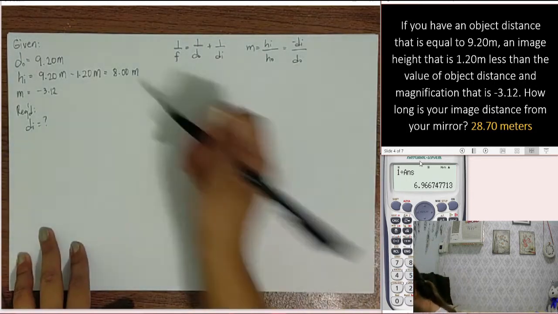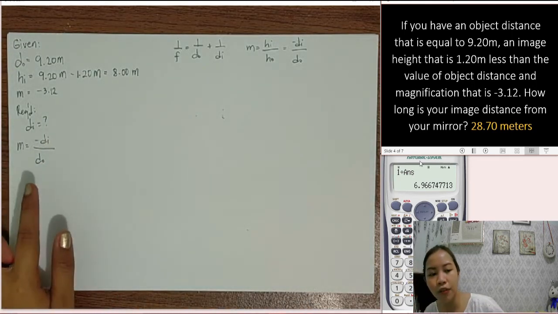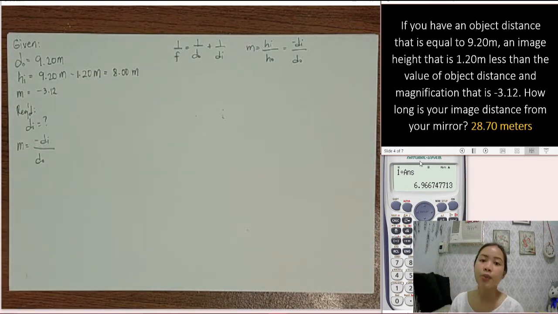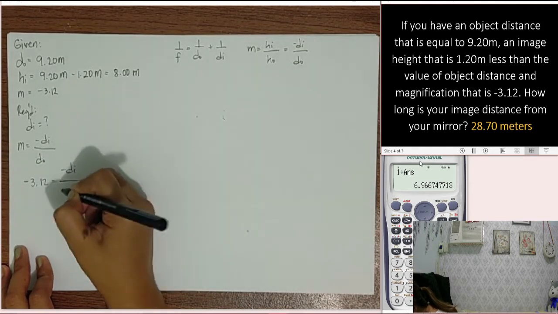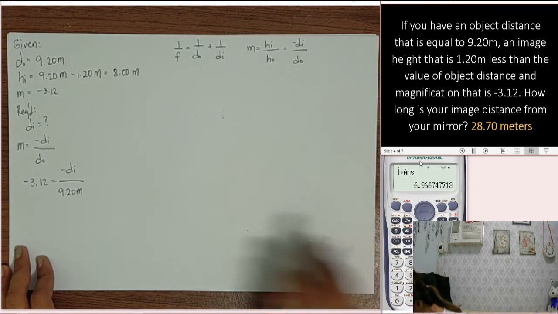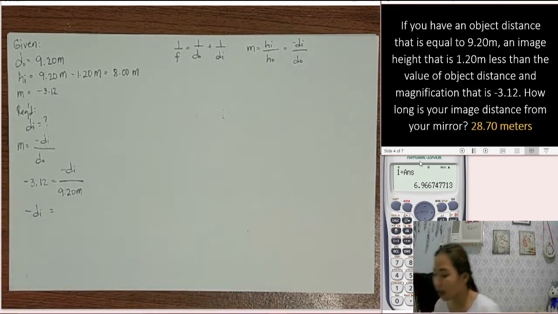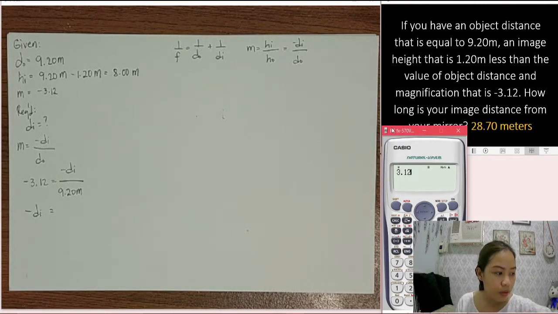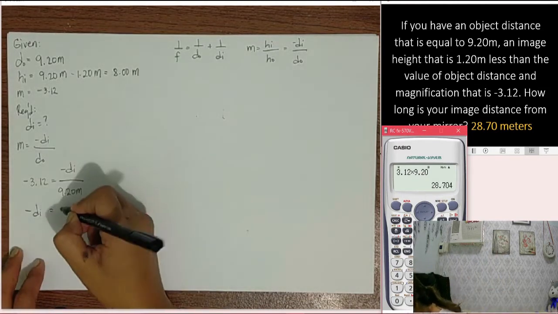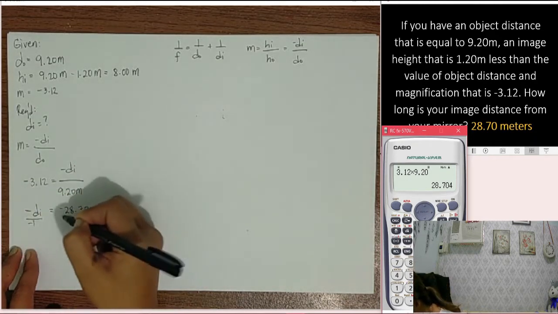Okay, so let us use that equation. M is equal to negative d_i over d_o. Since we already know the formula we will use, all we have to do is simply substitute the values in the equation. So, we have here negative 3.12 equal to negative d sub i over 9.20 for the value of d sub o. So, cross multiply. We have negative d_i equal to 3.12 times 9.20, and that is equal to negative 28.70 meters. Take note, the variable is negative, so we need to divide both sides by negative 1.